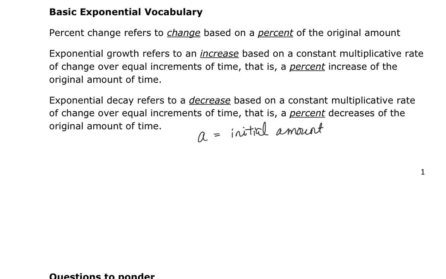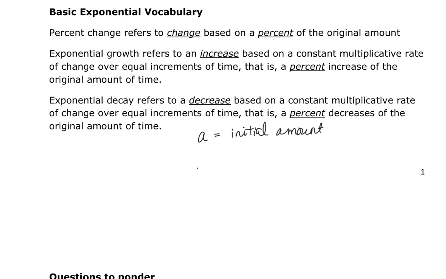And we could be talking about anything. We could be talking about money. We can be talking about radioactive decay. So we're talking about the radioactivity of an element decreasing, because decay means decreases. So we have some initial amount of some substance, whether it's money or something like that.